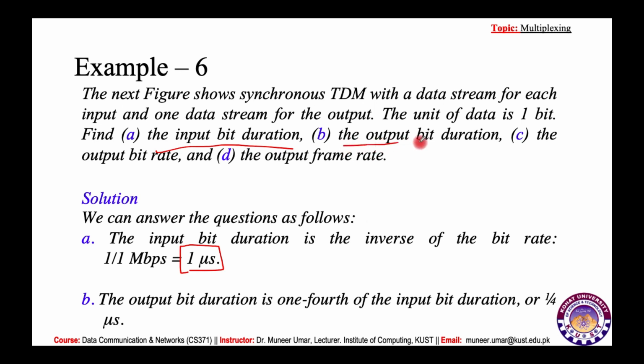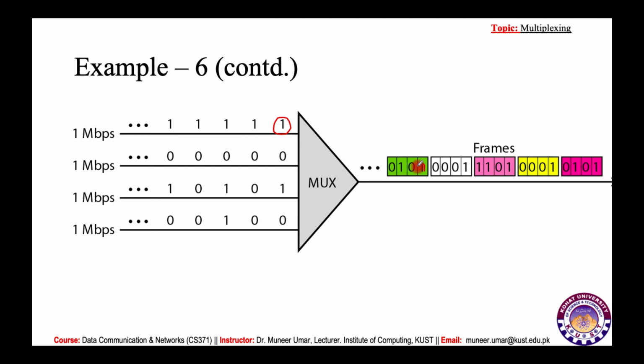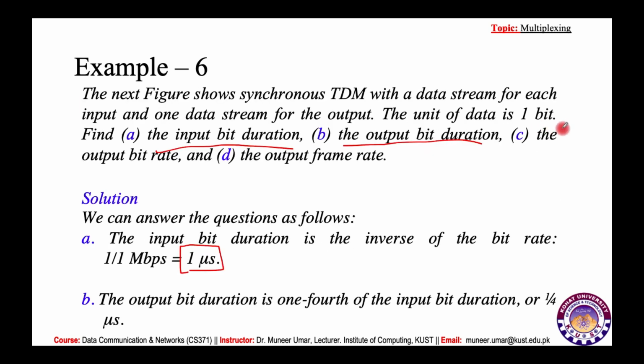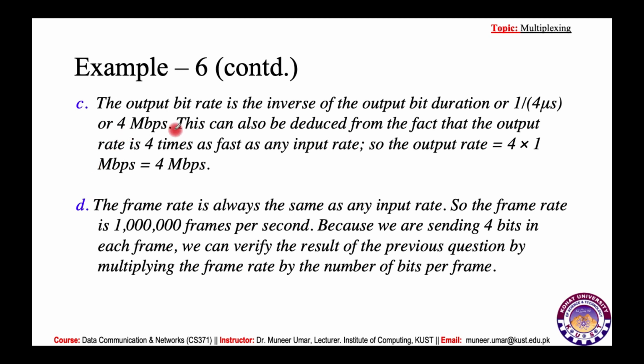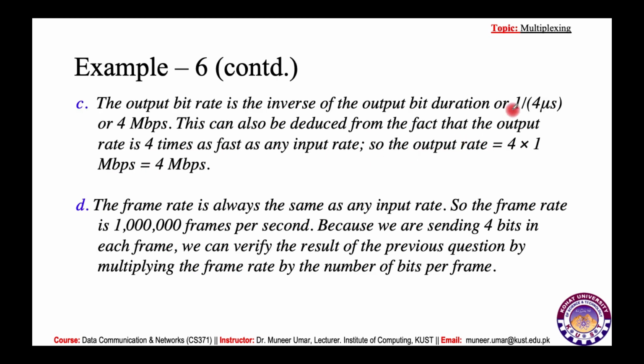Then the output bit duration. The output bit duration is 1/4 of the input bit duration, that is 1 by 4 into a millionth of a second, 1 by 4 microsecond. It would be these bits, all these bits in the frames. These are actually time slots. Then the third thing is the output bit rate. The output bit rate is the inverse of the output bit duration. The output bit duration was 1/4 microsecond, so it would be 4 megabits per second, 4 Mbps.